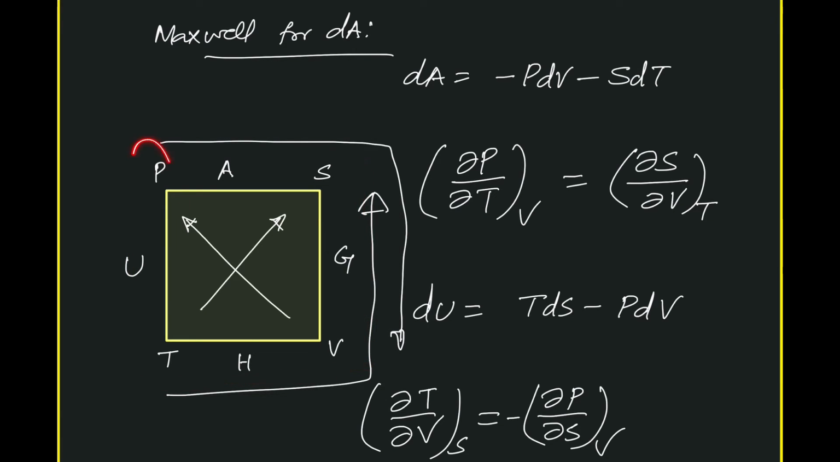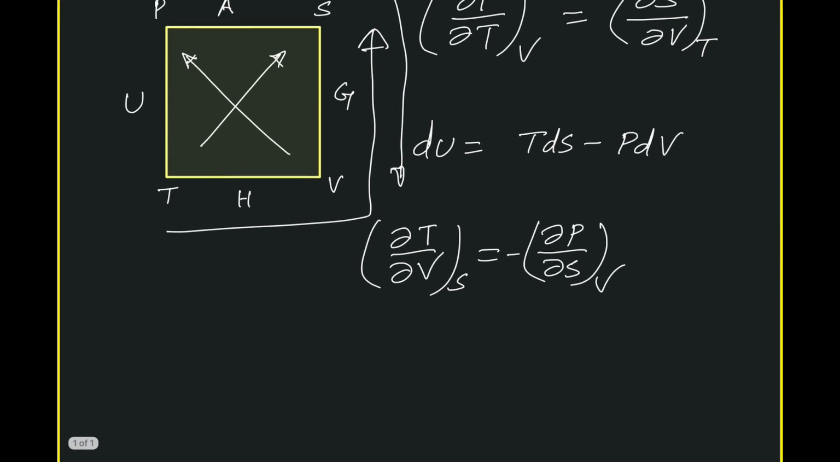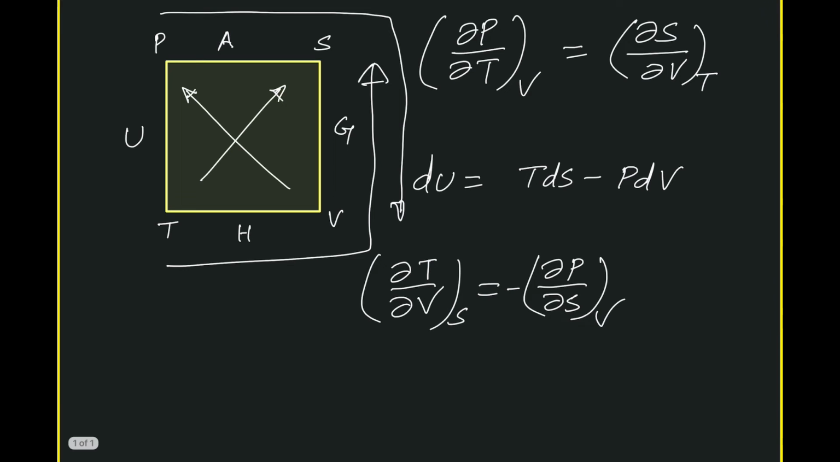So both p and t and s and v are in the two vertical sides. So two verticals will have the same sign, whereas when you connect the top and bottom, you have a negative. Otherwise here t and v are in the bottom and p and s are in the top. ∂t/∂v at s equal to ∂p/∂s at v, but this is bottom and top, so we have this negative sign.